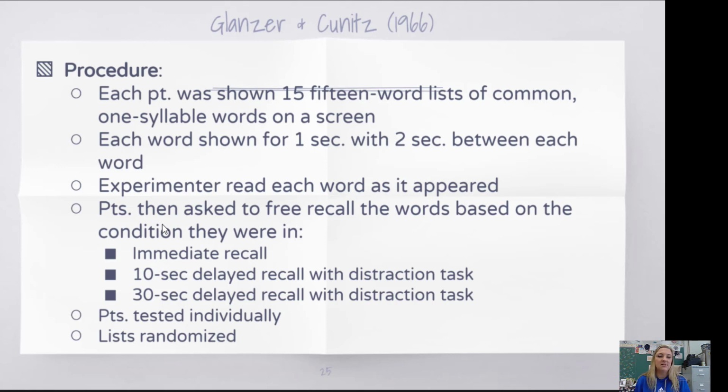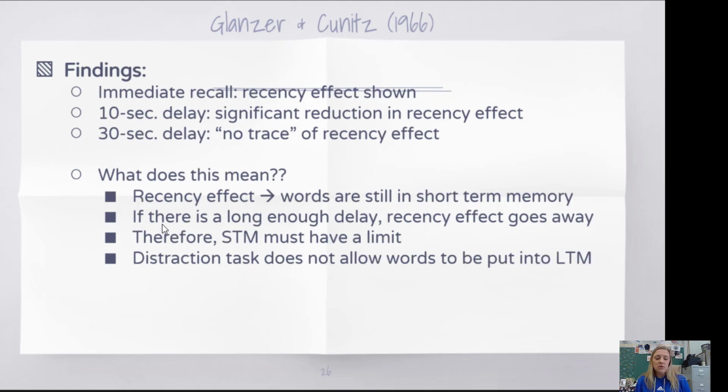Each participant was tested individually, and the list of words was randomized throughout the study to make sure that there weren't some words that were more memorable than others. What they found was that in the immediate recall, the participants remembered the words at the end of the list, that recency effect. Because the words were still in the short-term memory, the words were remembered more frequently. Within the 10-second delay, Glanzer and Cunitz saw a significant reduction in the words remembered at the end of the list. And then finally, with that 30-second delay, there was no trace of any of the words from the end of the list remembered.